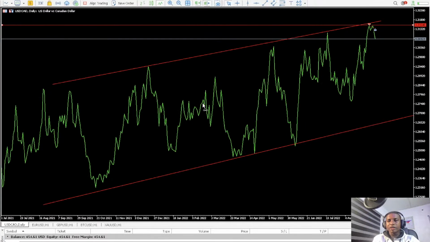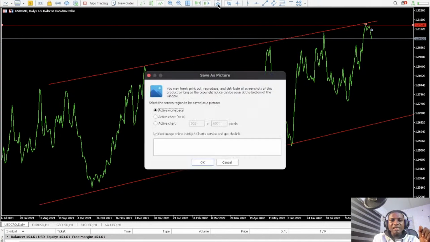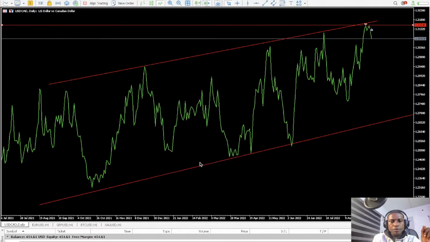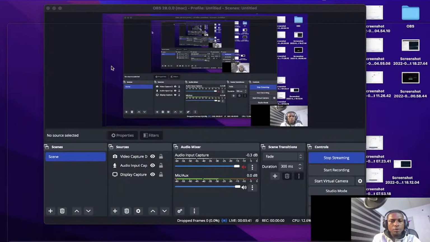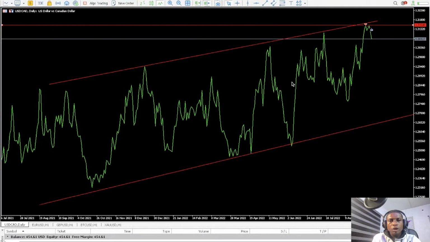Now, from what I was explaining earlier, the market moves in a wave-like pattern, and the wave-like pattern is like this.